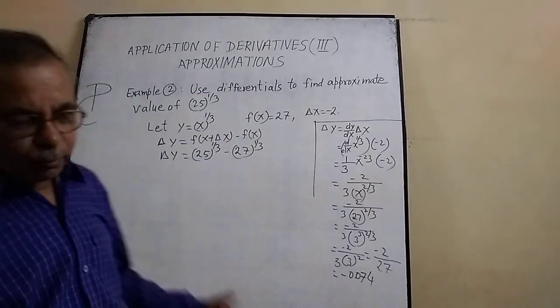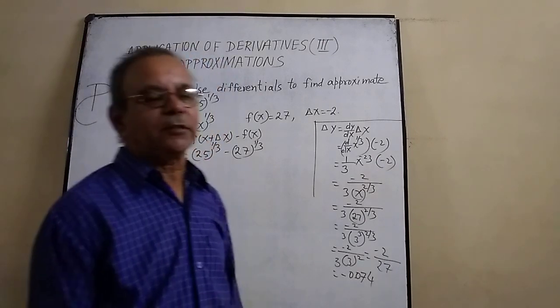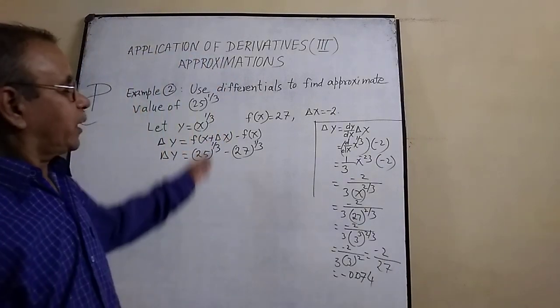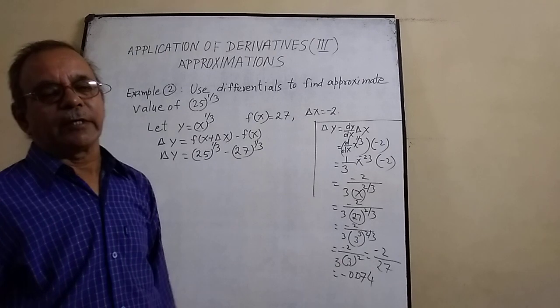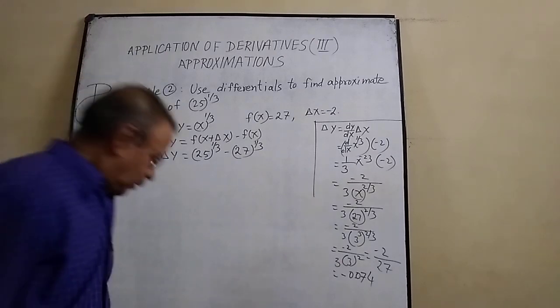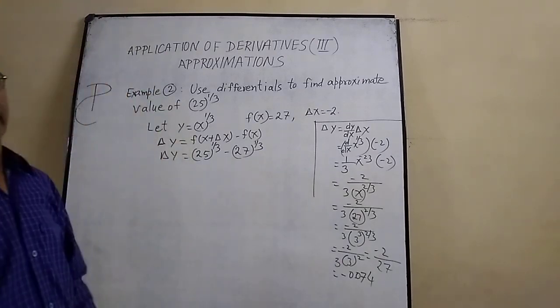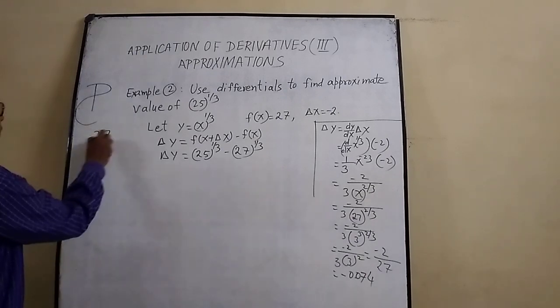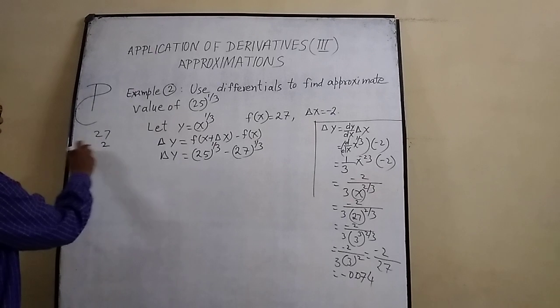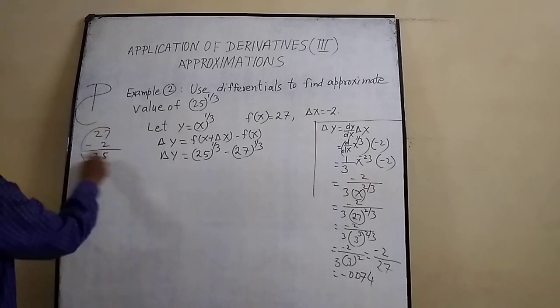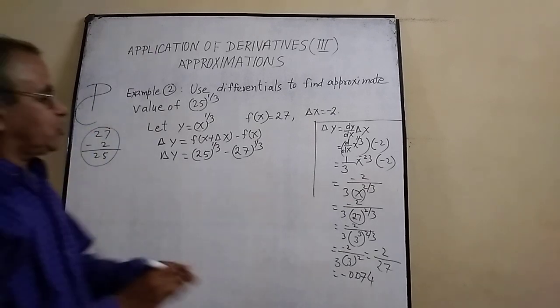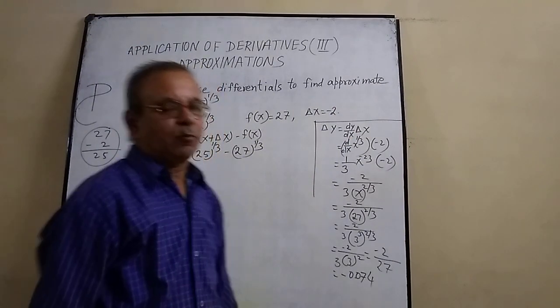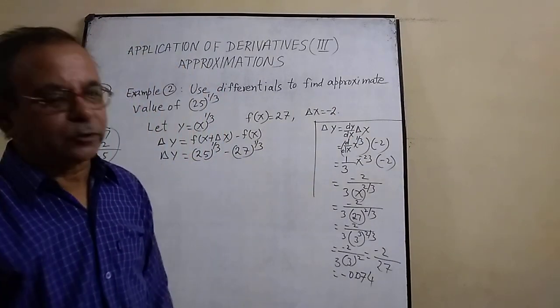The nearest perfect cube to 25 is 27. That's why I select f(x) equal to 27. And naturally, this 27 is greater than 25. Therefore, we write 27 minus 2 is equal to 25, and so delta x, a very small quantity, is equal to minus 2.